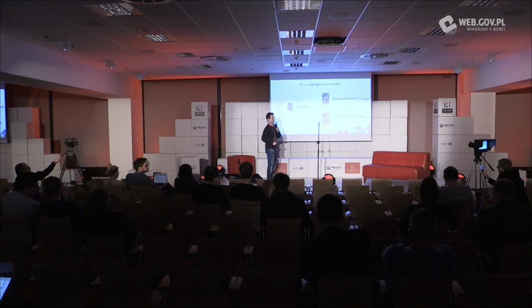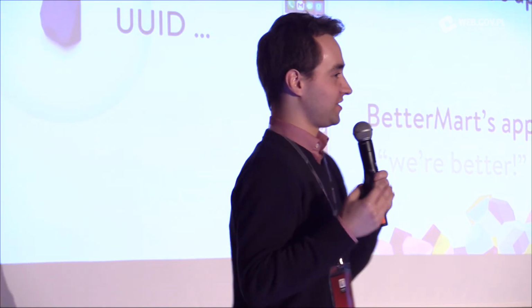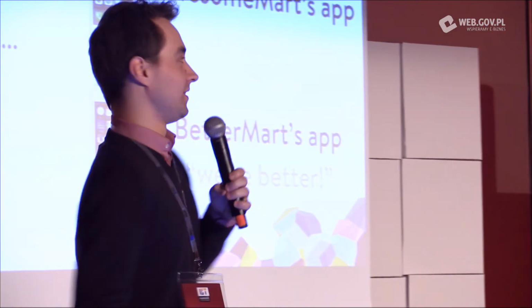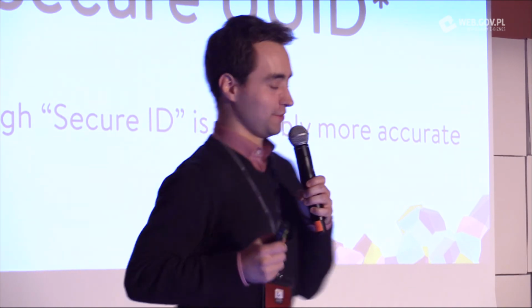But Better Mart, it's pretty easy to sniff those UUIDs, majors and minors, and they built a competing app that taps into Awesome Mart's beacon infrastructure. Whenever a customer is at Awesome Mart, they get a notification from the Better Mart app: hey, looking at vegetables? We have them more fresh and cheaper, come to us. So yeah, it's a dangerous world, and this is why we introduced Secure UID.